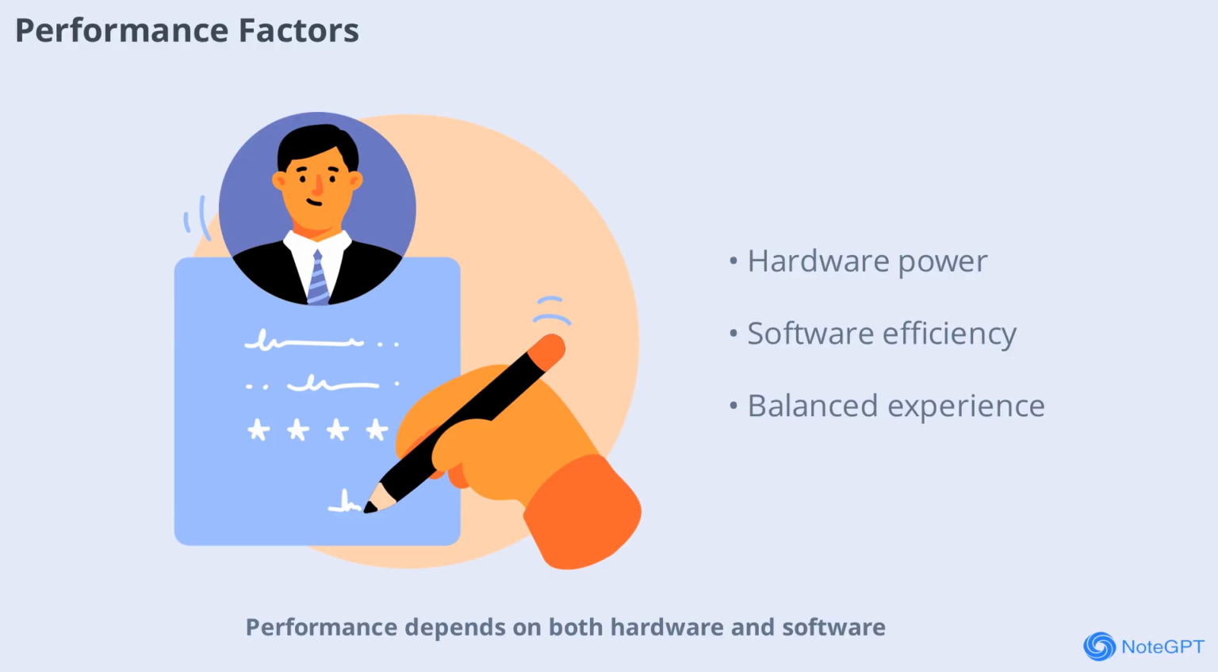Performance depends on both hardware and software. Powerful hardware can run demanding software smoothly, but even the best hardware can be slowed down by poorly optimized software. Likewise, efficient software can make older hardware feel faster. Balancing both is key to a great computing experience.